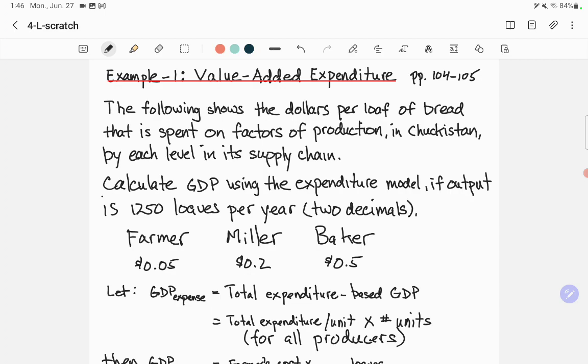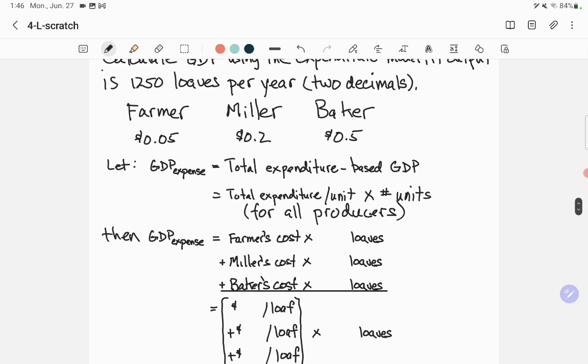The following shows dollars per loaf of bread that is spent on factors of production in Chuckistan by each level in its supply chain. Calculate GDP using the expenditure model if output is 1,250 loaves per year, to 2 decimals. So we have our supply chain here. We have the farmer, the miller, and the baker. The farmer grows the grain, the miller grinds the grain, and the baker bakes the bread. So we have 5 cents a loaf, 20 cents a loaf, 50 cents a loaf in expenditure. So this is an expenditure model.